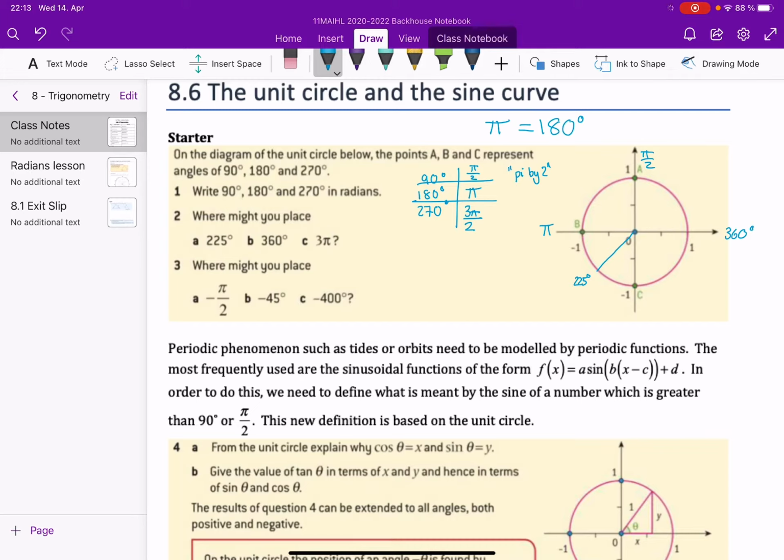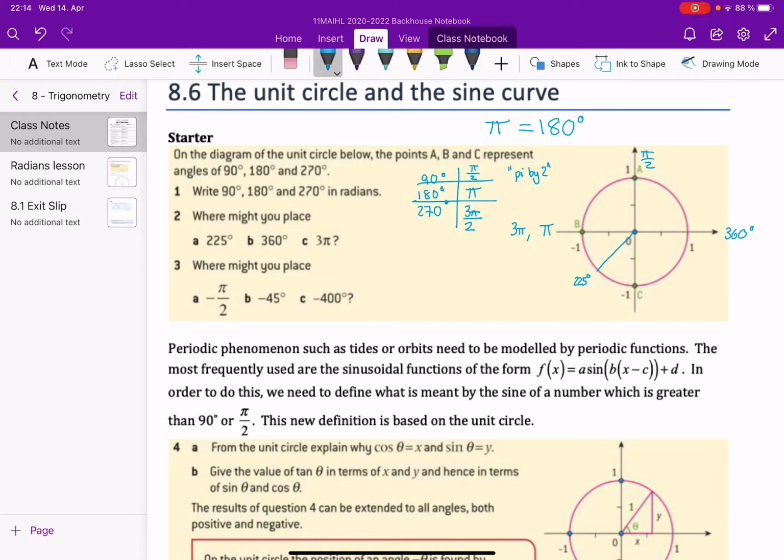And then where would we place 3 pi? Well, let's have a think. I'm going to draw this one on. 1 pi took us round halfway around the circle. 2 pi will take us all the way around the circle. And we need to keep going. We want to get to 3 pi. So 3 pi is over here. Thinking about it as going round a circle, we're actually in the same place as pi. So you can see we'll get to the same points. We can keep going round the circle as many times as we like. I'm going to get rid of that.